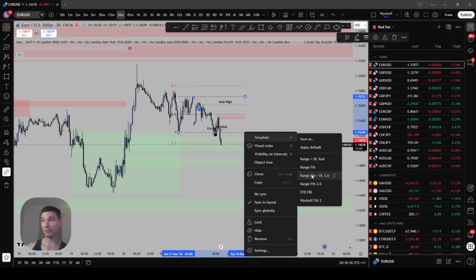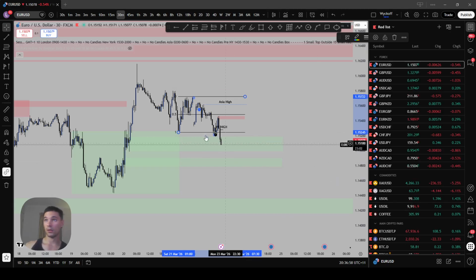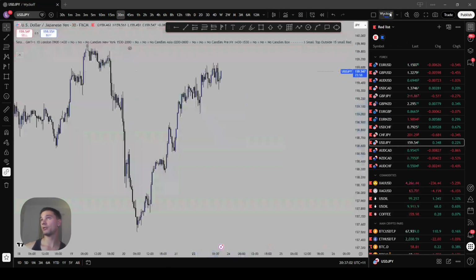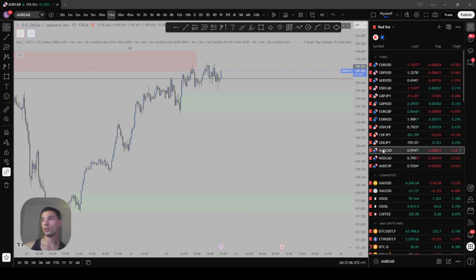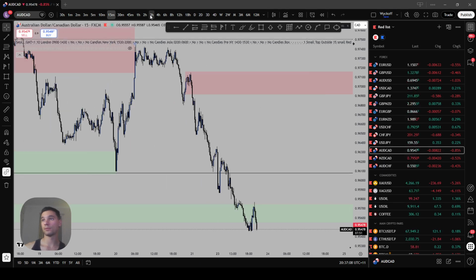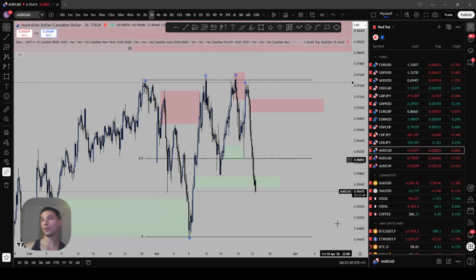However, yeah, up until here, it did create a nice liquidity curve. Nevertheless, we move. AUD CAD ran through this.